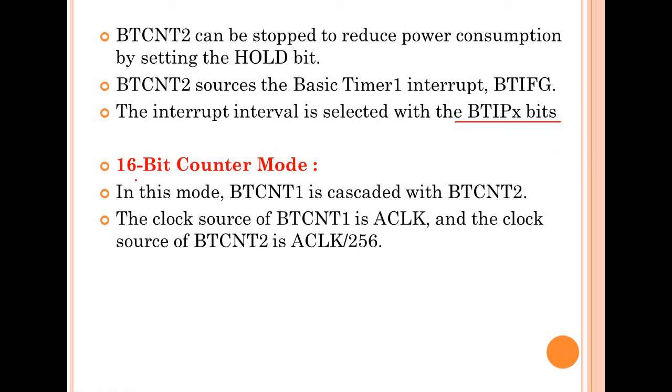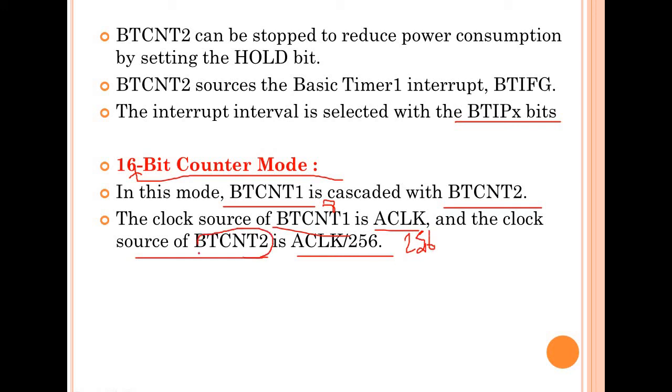Next, 16-bit counter mode. In this mode, you can cascade your two counters, counter 1 and counter 2. These two are 8-bit counters. You can cascade these two counters and use them as a 16-bit counter. The clock source for basic timer counter 1 is A clock and the clock source of counter 2 is A clock by 256. As it is an 8-bit counter, the A clock is divided by 2 power 8, that is equal to 256, and it is fed to basic timer counter 2.